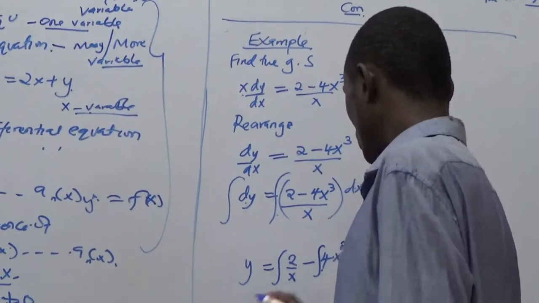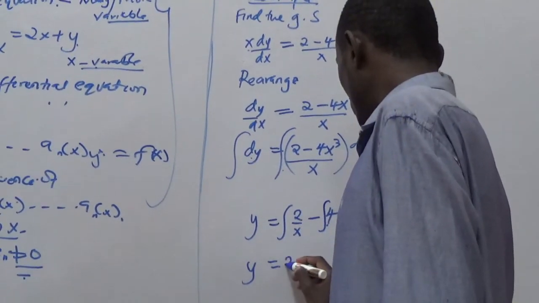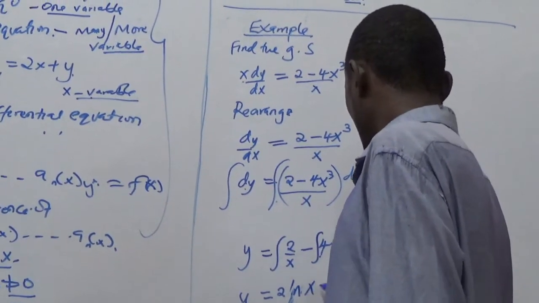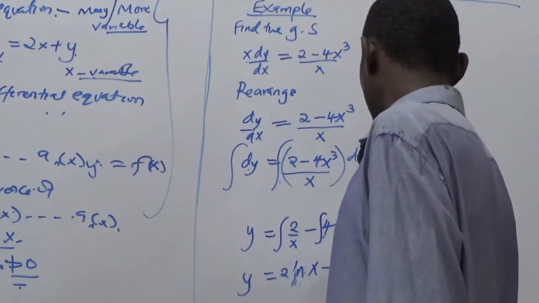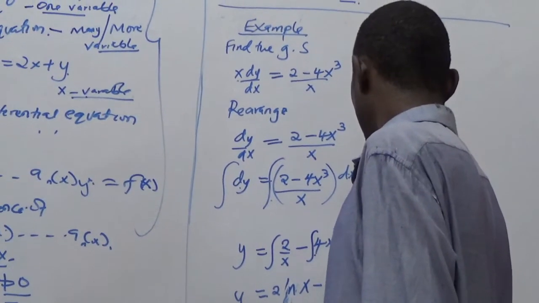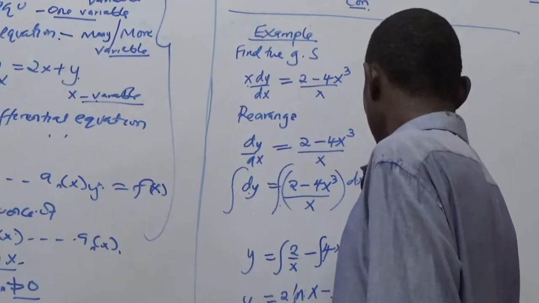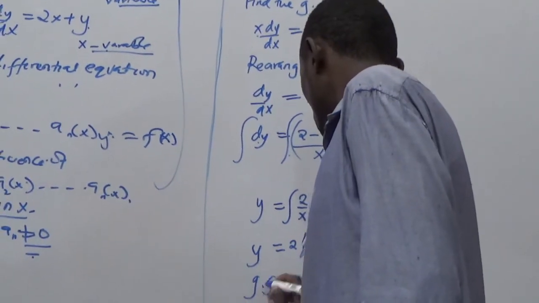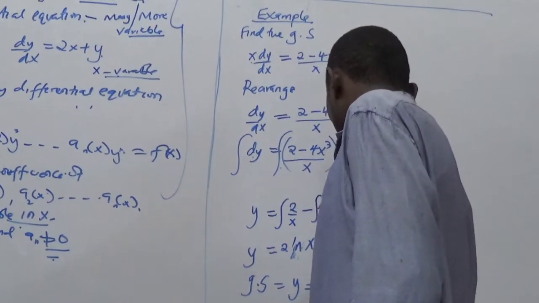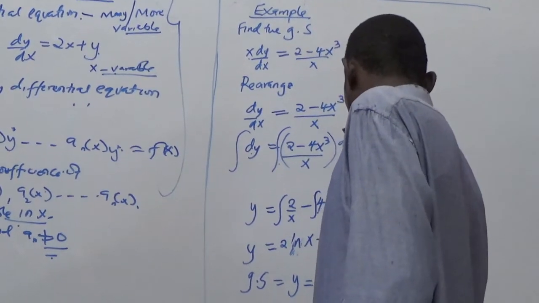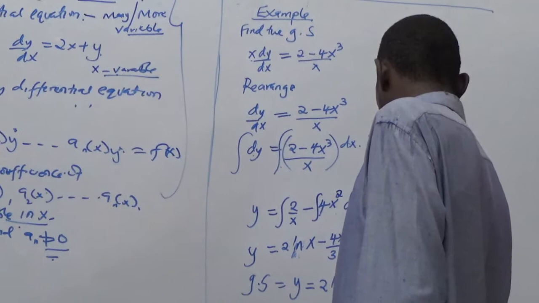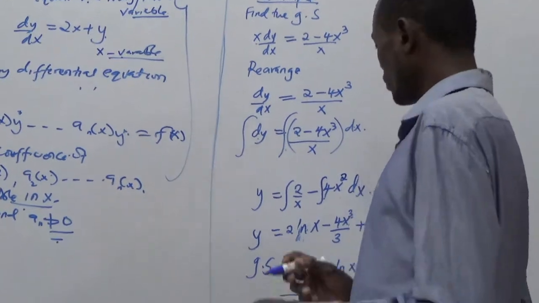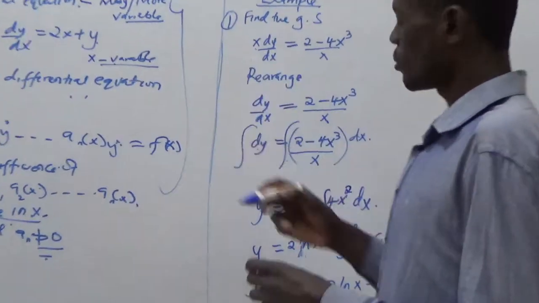Then the x. So we have y equals to, this one will have 2 ln of x, and then minus, this one will be 4x cubed over 3, then plus c, the constant. So our general solution will be y equals to 2 ln of x, and then minus 4 over 3 x cubed plus c. This is our general solution. This is our first example.